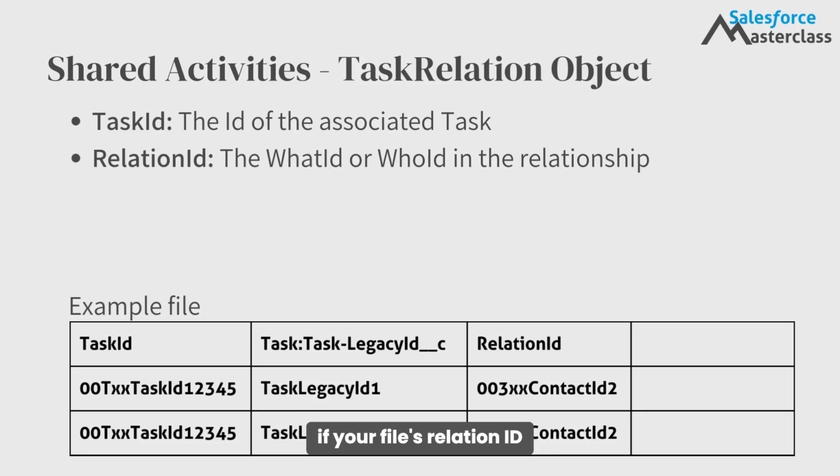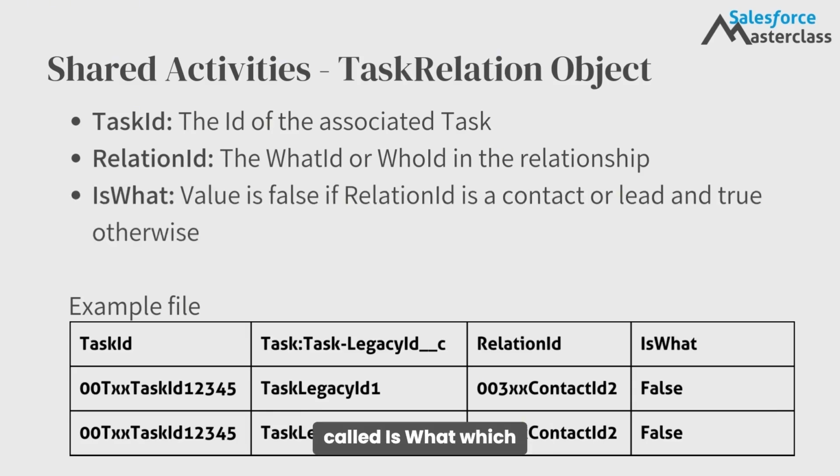However, if your file's Relation ID field contains a mix of objects, you will either need to split the file into separate files per object so that you can reference the legacy IDs on each, or you can bring in the Salesforce record IDs for all the related records and insert the file once. The third field on the task relation object is called isWhat, which is a checkbox field that will be false on all contact and lead relations and true on anything else.